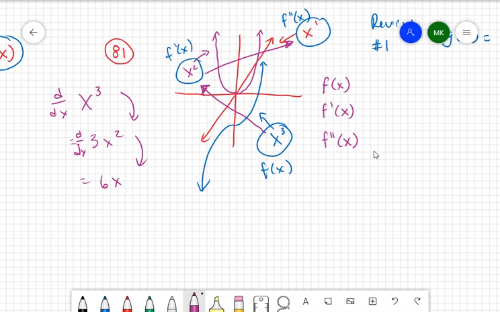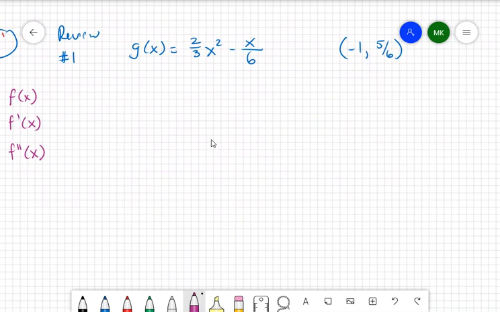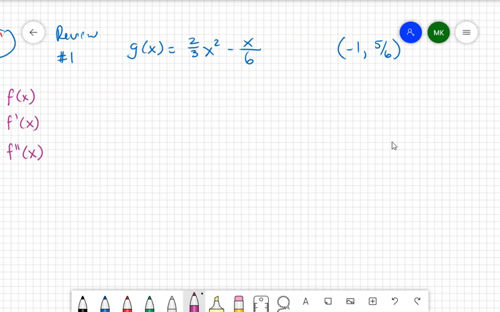The last question that I was asked today was from the chapter review section. It was number 1. And it gave us a function g of x, and it asked us to find the equation of the tangent line at this point here, negative 1, 5/6. So all I really need is the slope.